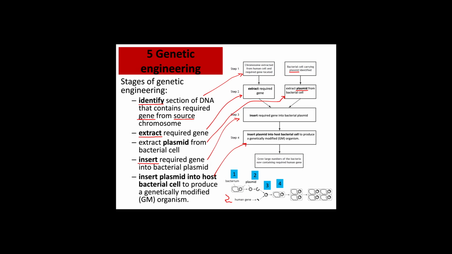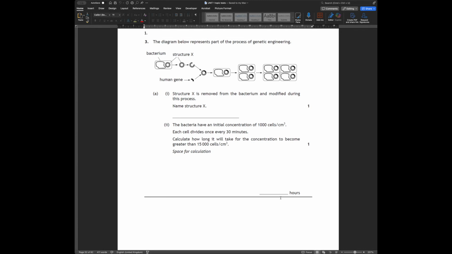Okay, folks, so past paper questions for the genetic engineering topic. Let's have a look at some of them. So this one here, it says the diagram below represents part of the process of genetic engineering, and we can see a diagram very similar to the one we shared in the lesson there. It says A part 1, structure X is removed from the bacterium and modified during this process. Name structure X. So if we look up here, structure X is from the bacterial cell.